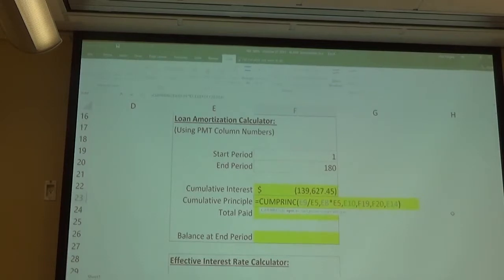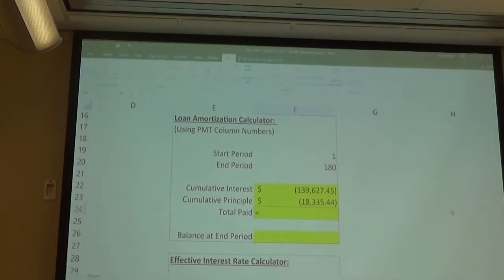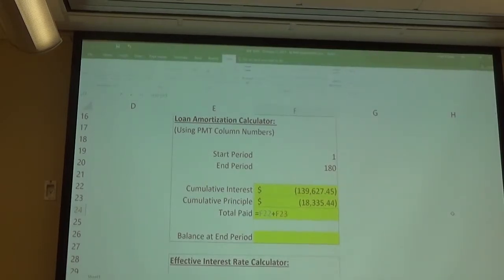Now, who can figure out how to calculate the total paid? Add them together. Okay, so total paid is simply going to be adding F22 F20, plus F23, F20. Boom. Another one.